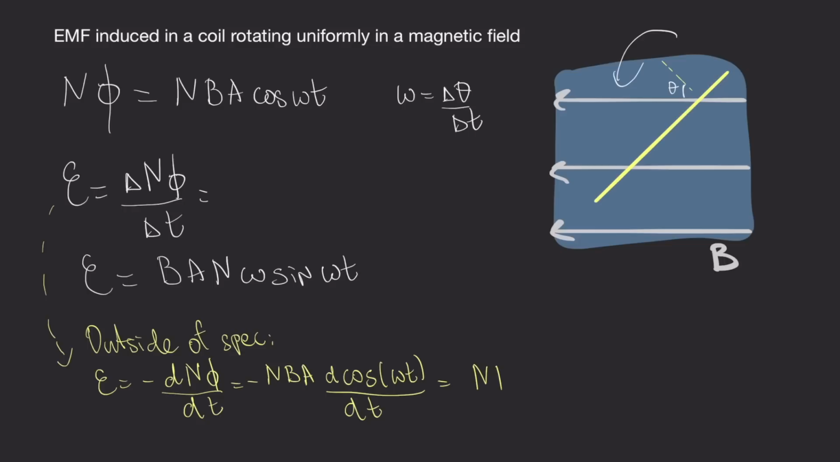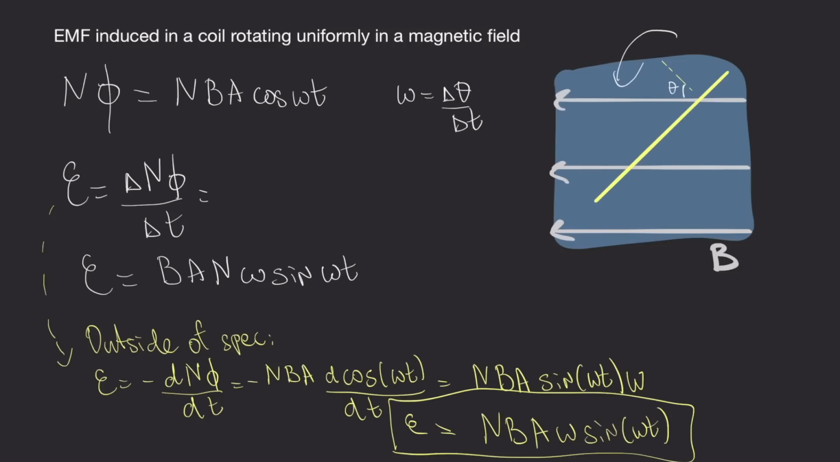So this here will be equal to NBA sine of omega t. But then the inside function omega t also depends on t, so we need to differentiate it as well. The derivative of omega t is just omega, and we get one more factor over here. We can just rewrite this as NBA omega sine omega t. This is where it comes from, but once again, outside of the specification.